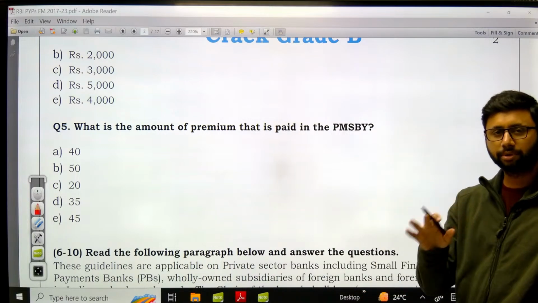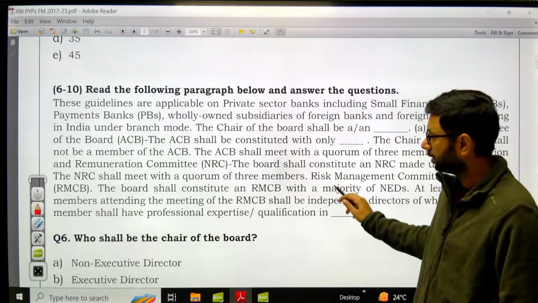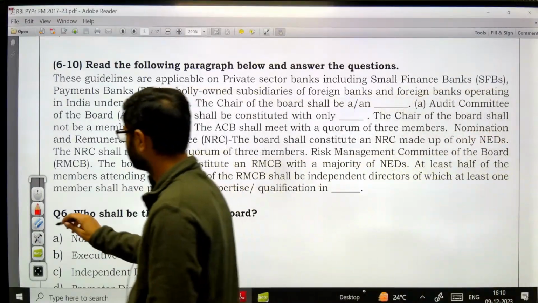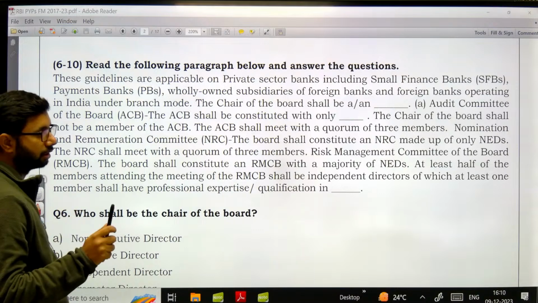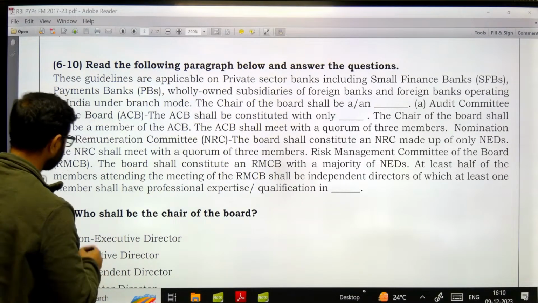Okay. So I hope you understand how paragraph based questions are usually asked. Here is another paragraph based question, but obviously with a different topic. Let's read the paragraph thoroughly and see how it becomes relevant for the upcoming examinations.